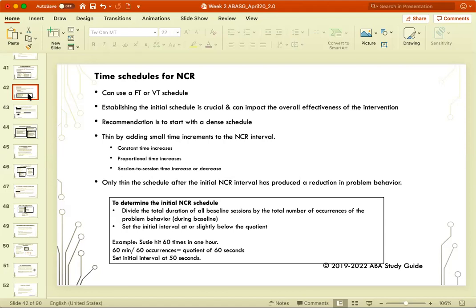Only thin the schedule after the initial NCR interval has produced a reduction in problem behavior. So just like schedules of reinforcement, right? You have to be mindful. You need to make sure that you are planning appropriately.